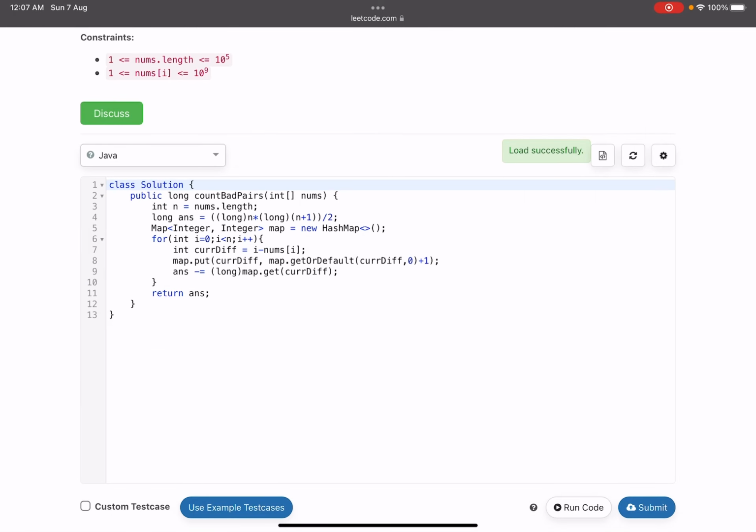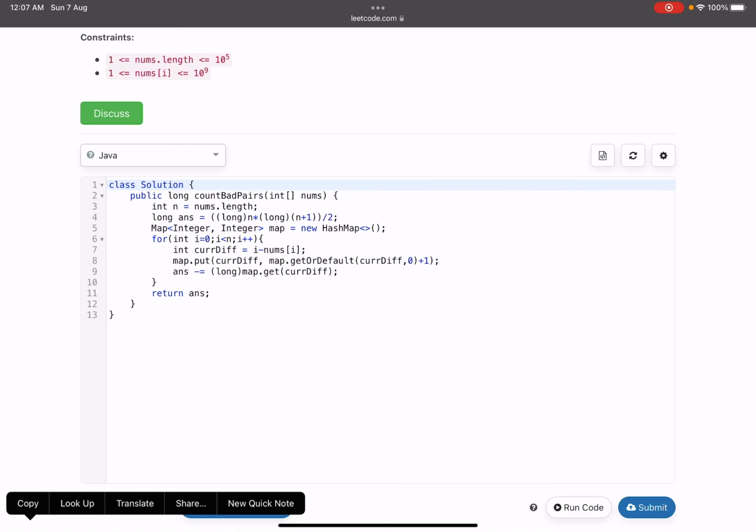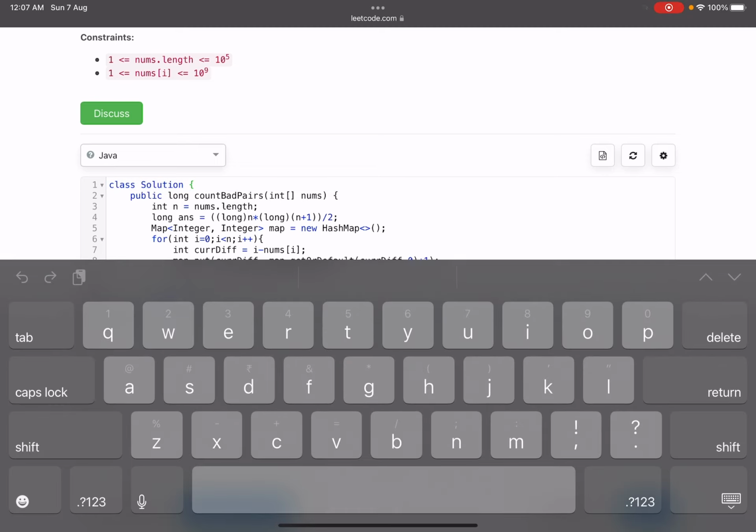Yeah, so what I've done, I've calculated the size of the array. On line number 4, I've calculated the total number of pairs that we can have, that is n into n plus 1 by 2. I've taken a map, and now why have I taken a map? The current difference: we saw in the equation that we go to a particular index i and calculate i minus nums of i. So we have seen what the current difference is. Now, do we have that current difference in our map or not?